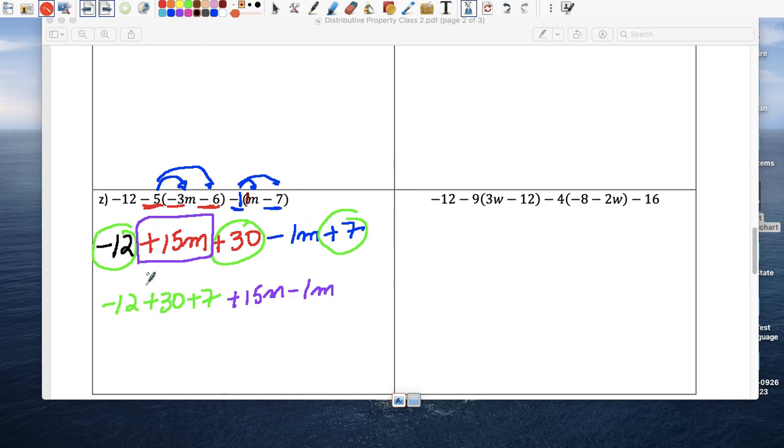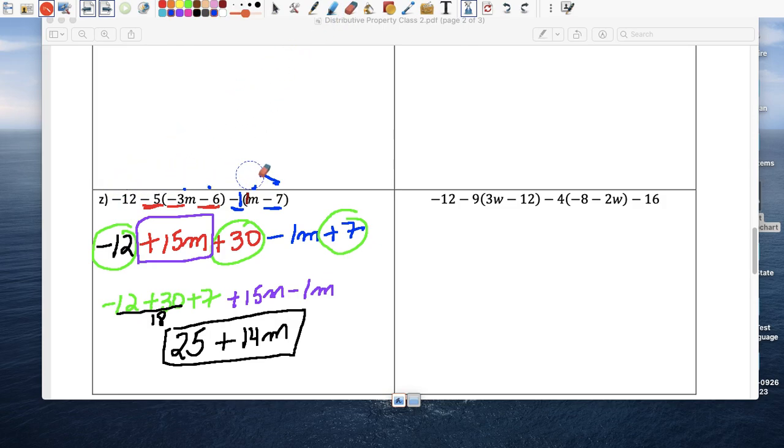So here we have 3 numbers. So negative 12 plus 30, do these two first. You get 18. 18 plus 7, you can simplify that to 25. And these two, 15m minus 1m, that's a little bit easy. It's going to give me positive 14m. That's it. So this 25 plus 14m is the same thing as this ugly expression that we started with. They have exactly the same value. But obviously ours is simplified.